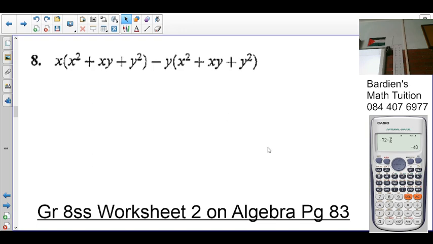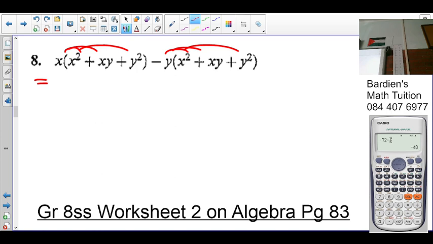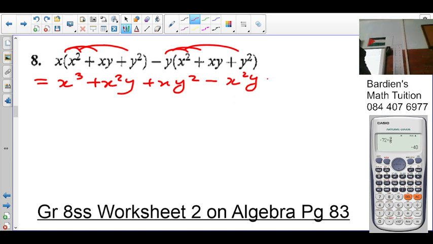So what needs to be done here? Get rid of the bracket, multiply. So what's x times x squared? X cubed. X times xy? X squared y. X times y squared? Xy squared. Now negative y times x squared? Negative x squared y, or yx squared. What's negative y times xy? Negative xy squared.